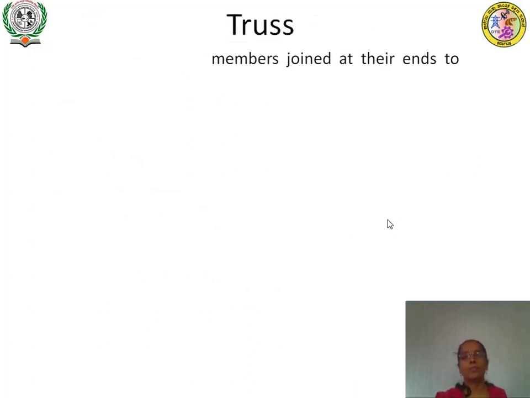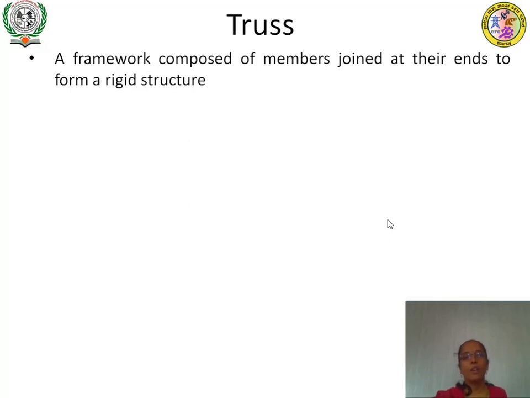So, what do you mean by a truss? A framework composed of members joined at their ends to form a rigid structure. The members are joined in such a way that only the ends of the members are joined, not in between, to form a rigid structure.